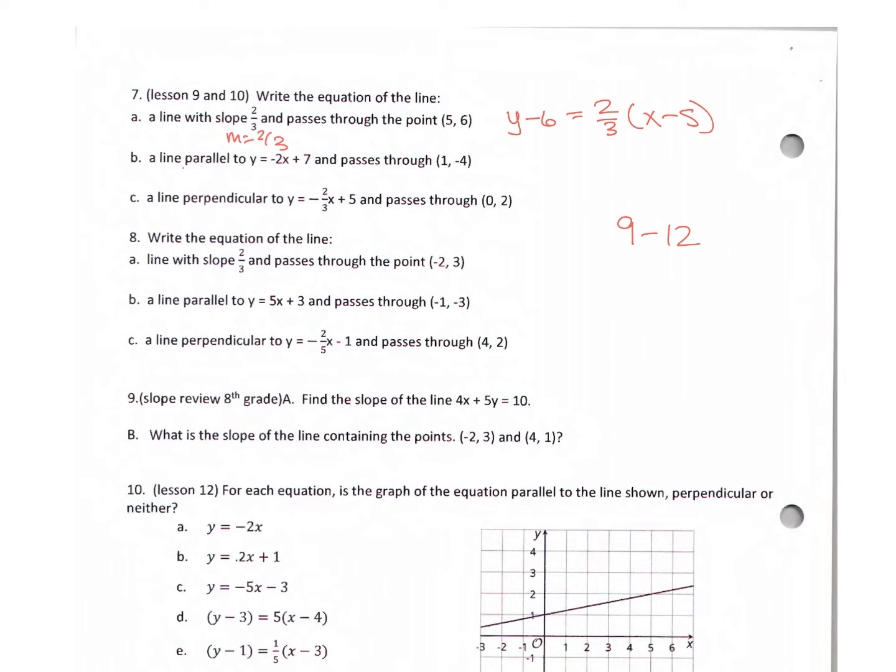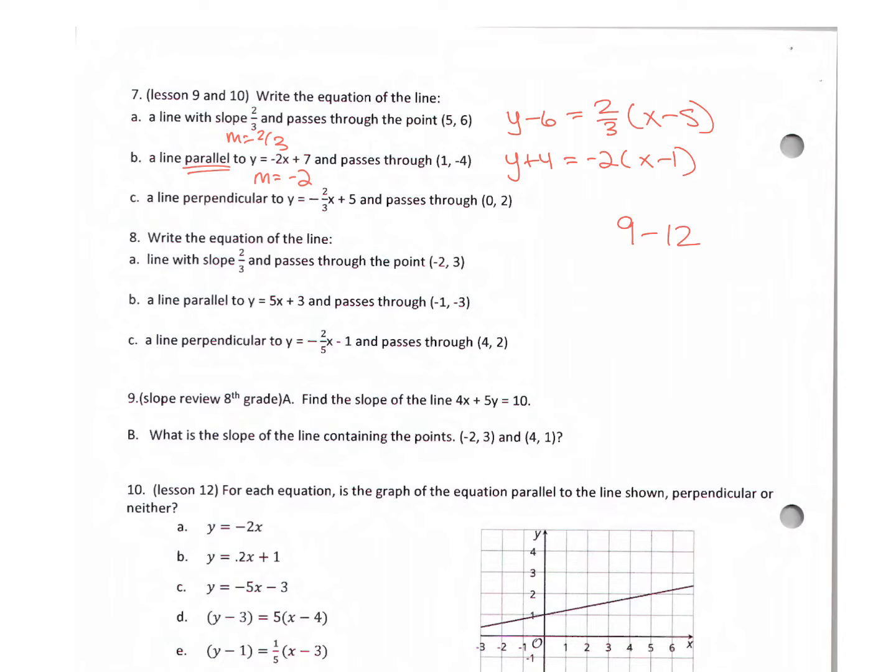For b, if it's parallel to this line, then I know my slope's got to be negative 2 in order for them to be parallel, and it passes through 1, 4. So y plus 4 equals negative 2 times x minus 1.